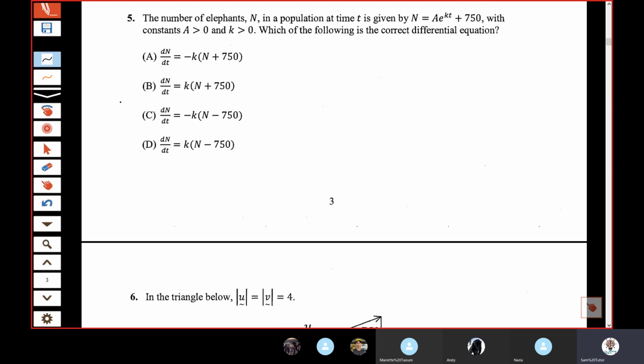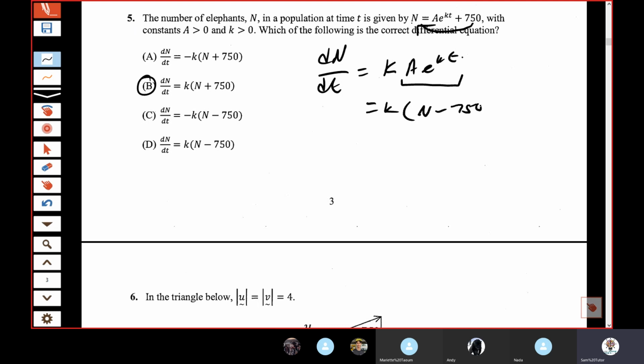Done? What's your answer, Mariette? You got B. Let's see. I got dN on dt equals k, and then obviously Ae^kt. Ae^kt is equal to N minus 750, so the answer is actually D. I didn't think it was right. I was looking at it. Be careful.